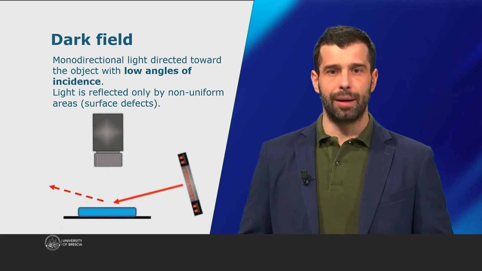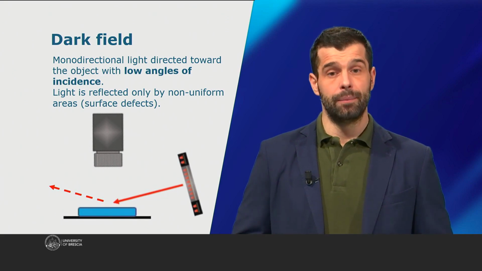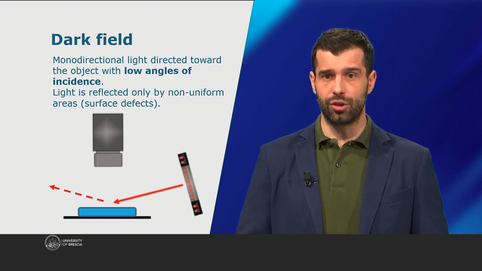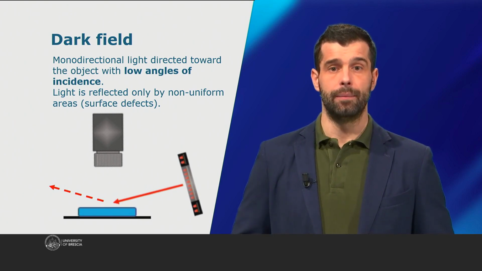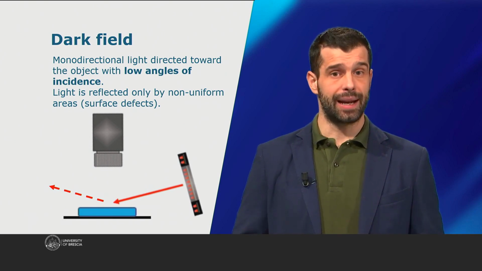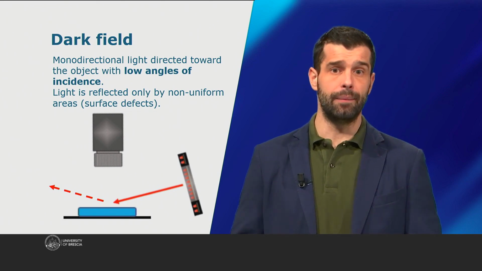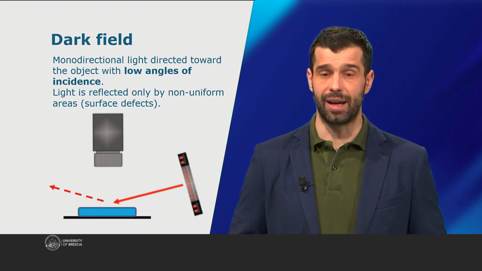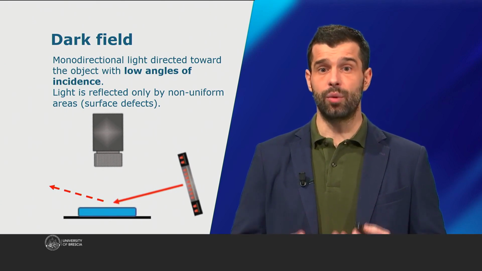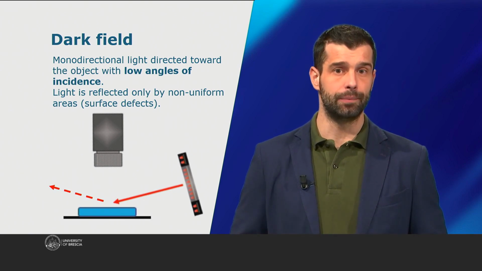Very similar in concept, but different in result, is dark field illumination. In dark field, just like in bright field, the light is unidirectional and directed toward the object. In this case, however, the angle of incidence is very low. And this means that most of the light emitted by the emitter hits the object. And then it goes away and doesn't hit the camera. The camera's pixels, on the other hand, will be hit if there are surface irregularities or defects on the object.